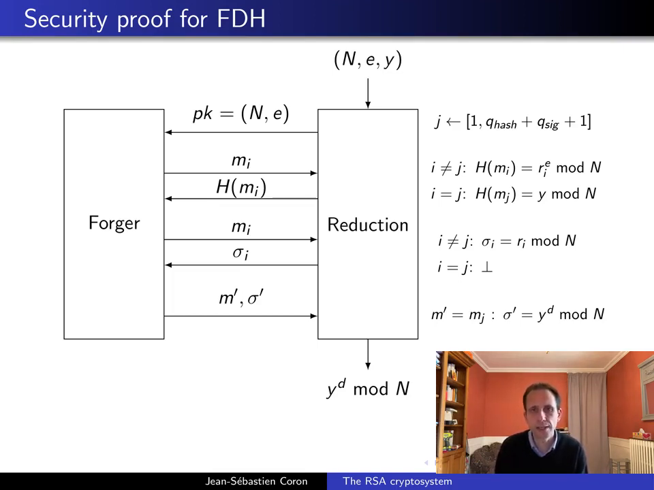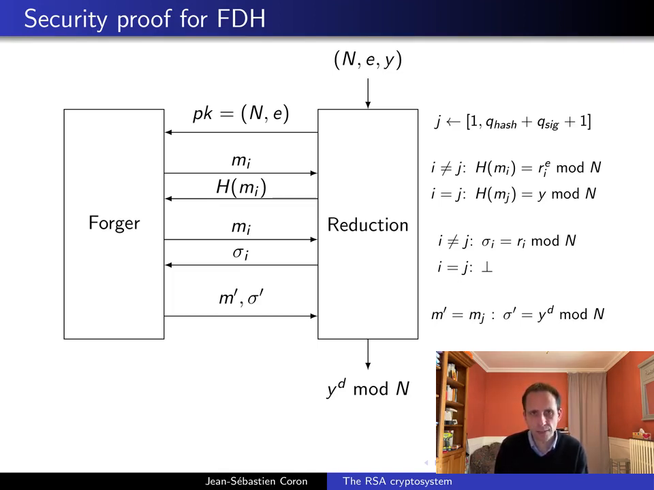And if i is equal to j, then we say that the hash of mj is equal to y modulo n. So here we can actually determine the output of the hash function because we are working in the random oracle model. In the random oracle model, we simulate the random oracle, and so we can generate the hash value as we want, as long as it is uniformly distributed. So this is for the hash queries, and then the forger is going to make signature queries.